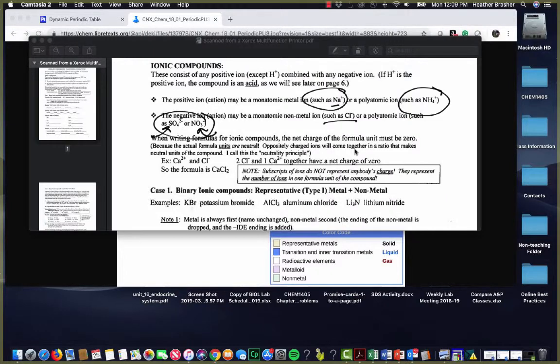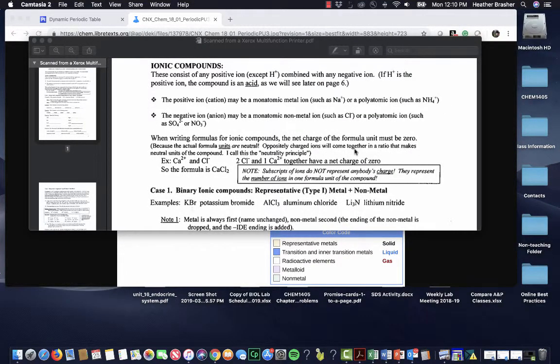And when we're writing these out, what essentially we are doing is the formula that you have is going to equal 0. So you look at the number of positive charges and you put together the right number so that you can equal a net 0 charge.